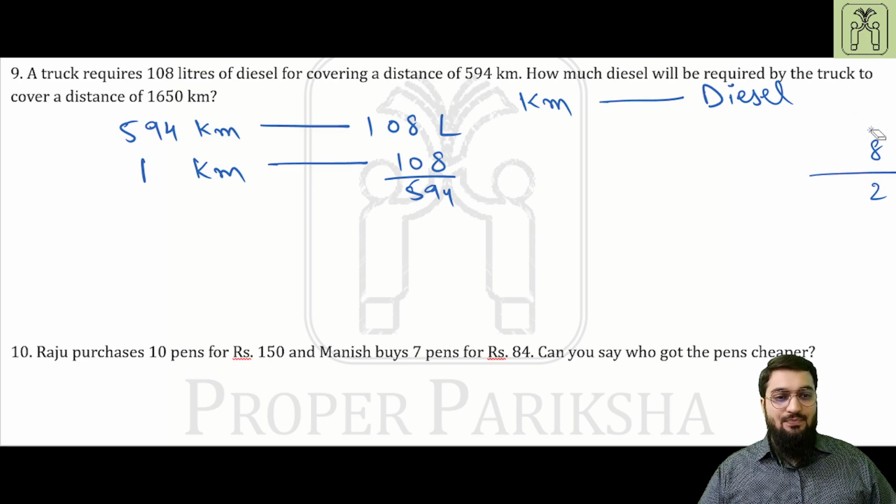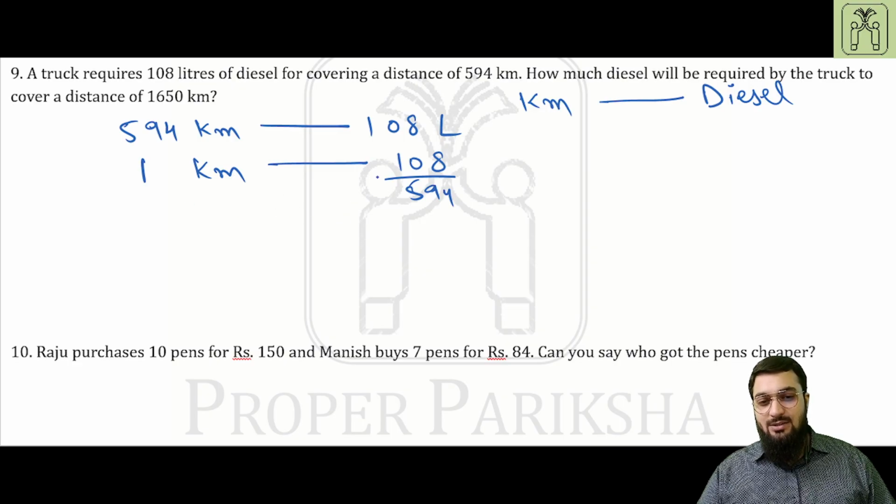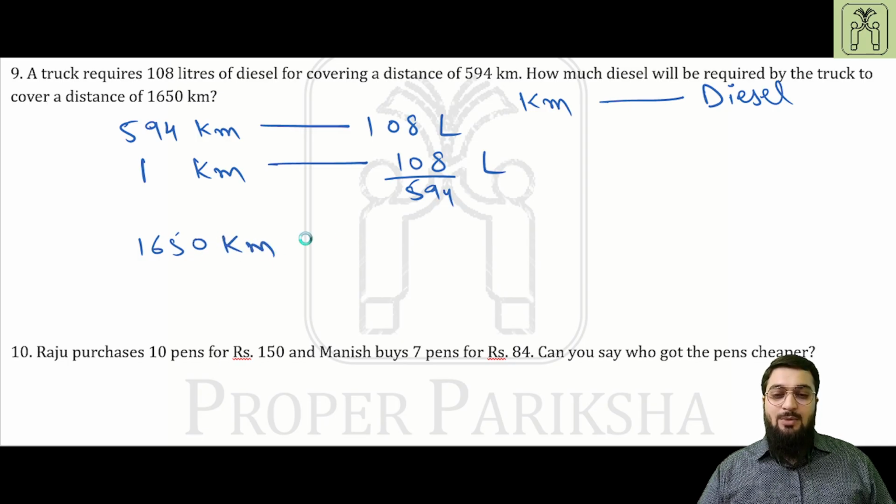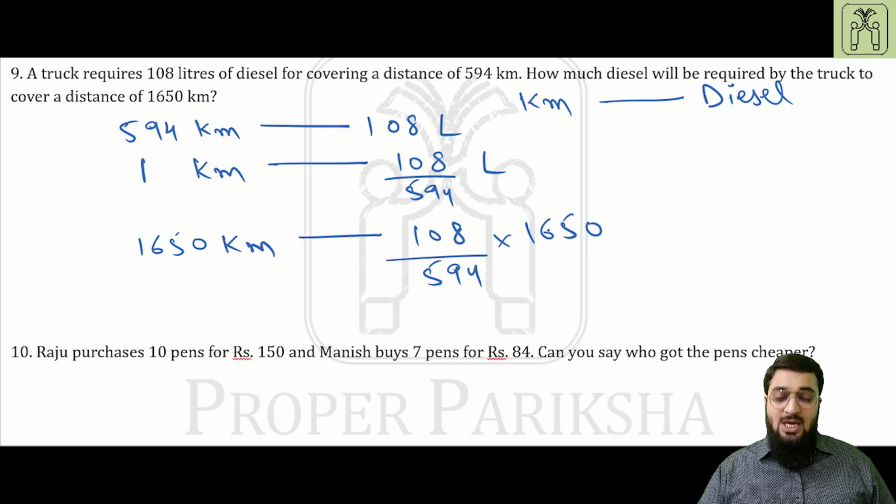Okay, no problem. Let it be like this. And we will write the unit. After that, 1650 kilometers will be obtained by multiplying both the sides by 1650, and 594 is in the denominator. 1650 over here. We will try to simplify that. So we'll start by 9 plus 5 is 14, 14 plus 4 is 18, and this is 6 plus 1 is 7 plus 5 is 12, divisible by 3.